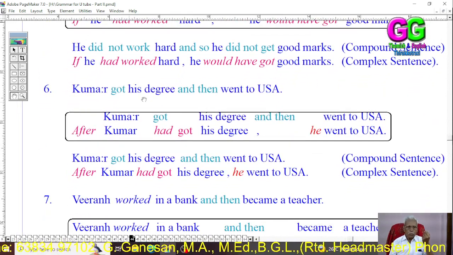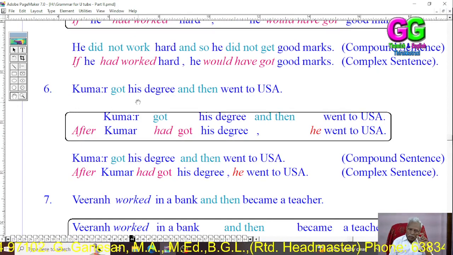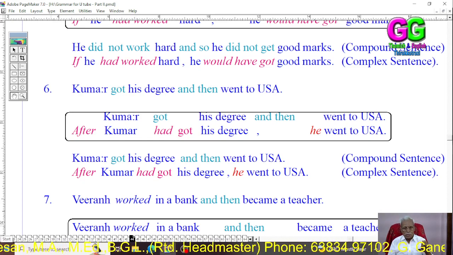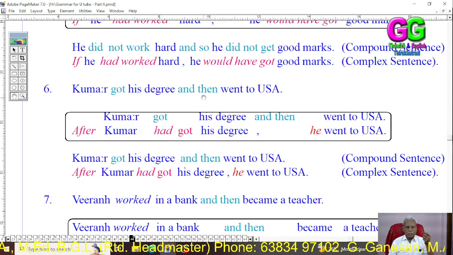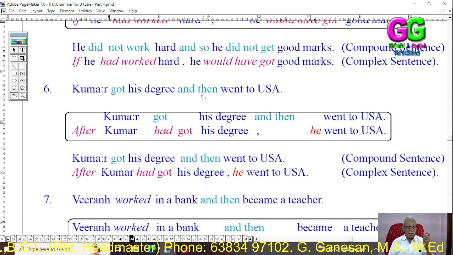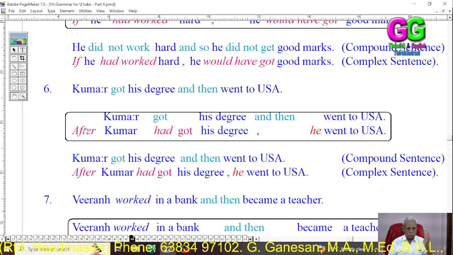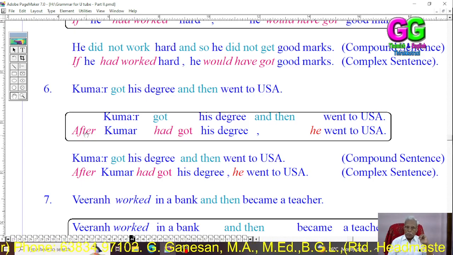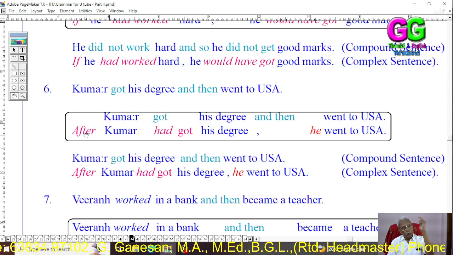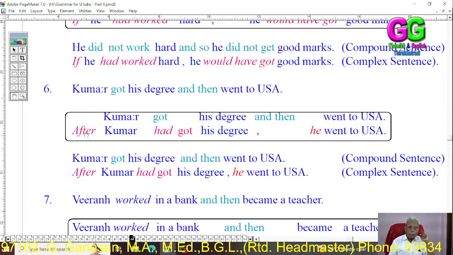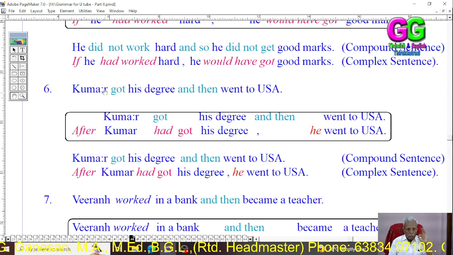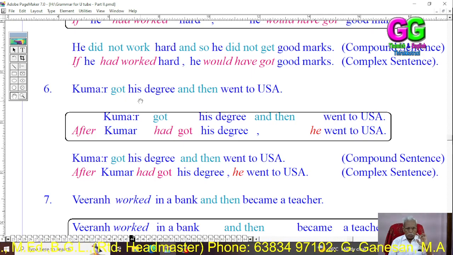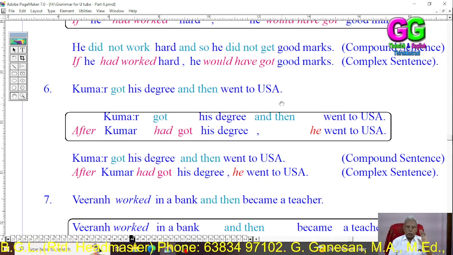Then here, Kumar got his degree and then went to USA. First he got his degree and then he moved to USA. Here, 'and then' shows a time lapse. So we are going to use 'after'. After Kumar had got his degree, he moved to USA. Dear students, here in the compound sentence, there are two main clauses: Kumar got his degree, he went to USA.